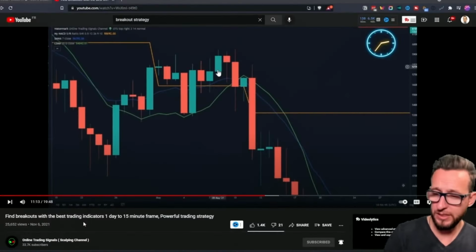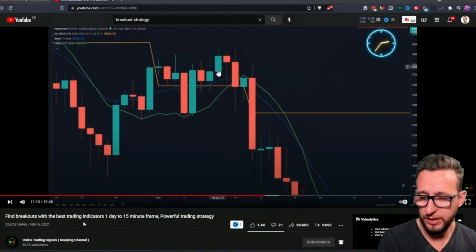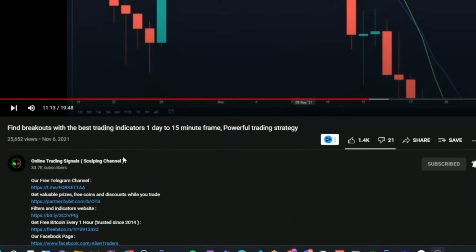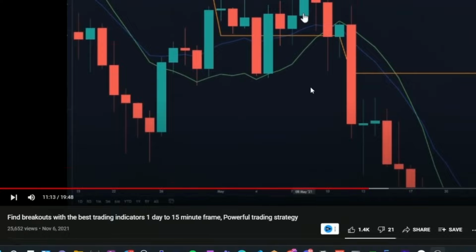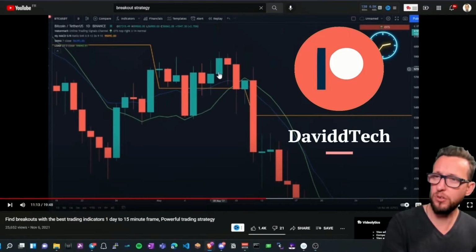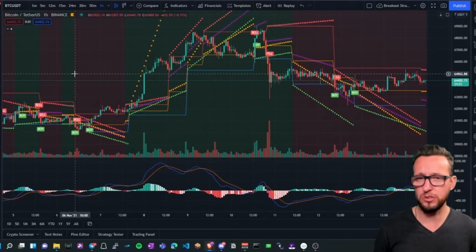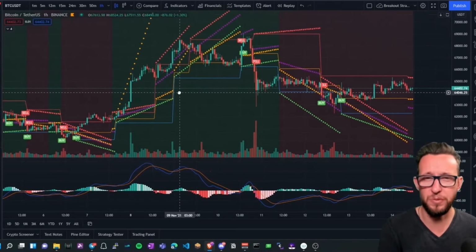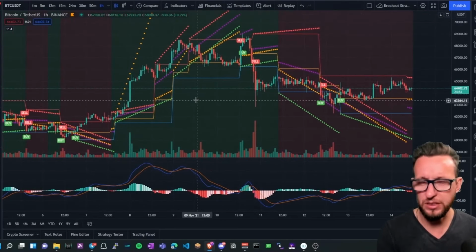The strategy that we're going to be testing today is from Online Trading Signals, a scalping channel. You should go and have a look at that one as well. A channel which does backtesting manually, like many of the channels that I review and test. Okay, let's get over to TradingView. TradingView is the platform that I prefer to use for backtesting, although I am moving towards MT5 at the moment, but we'll talk about that more in the next couple of videos.